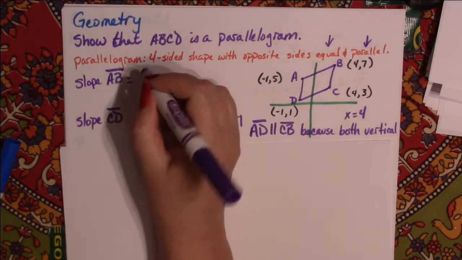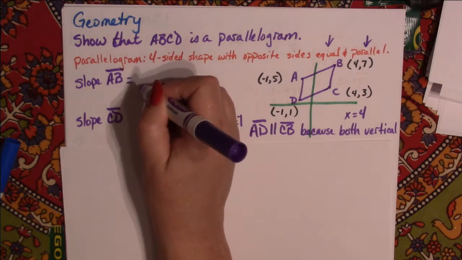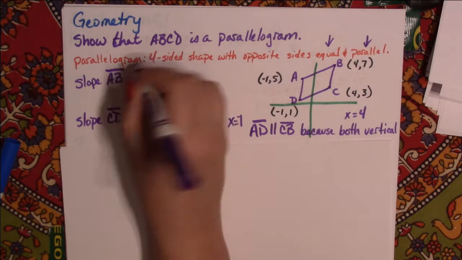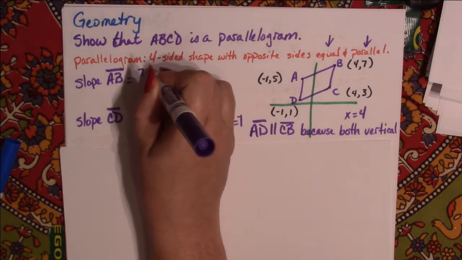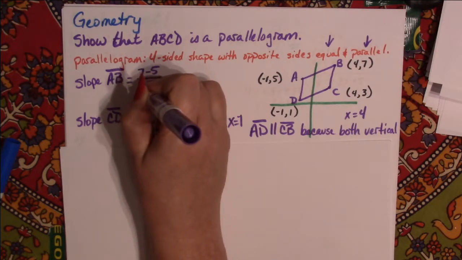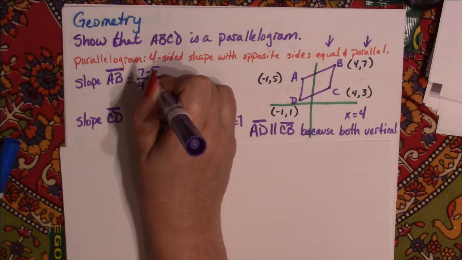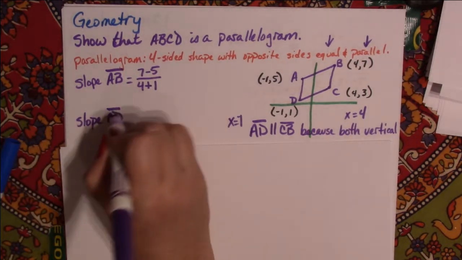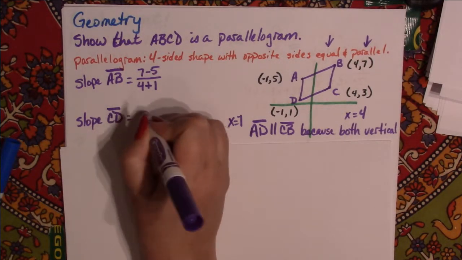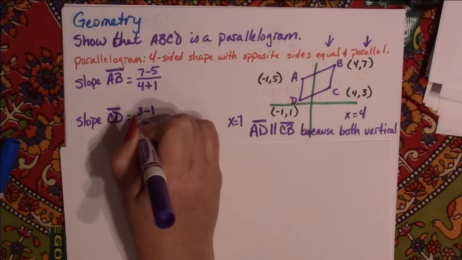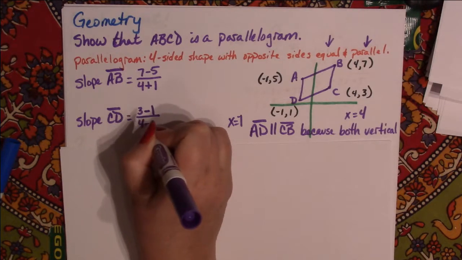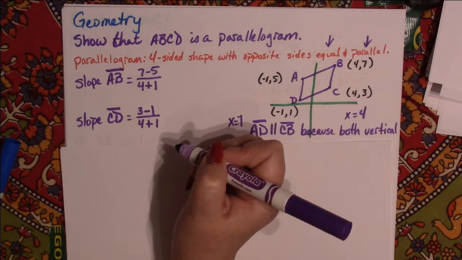And we're going to do change in y over change in x. So we're going to do 7 minus 5 over 4 minus -1. And we're going to do 3 minus 1 over 4 minus -1.